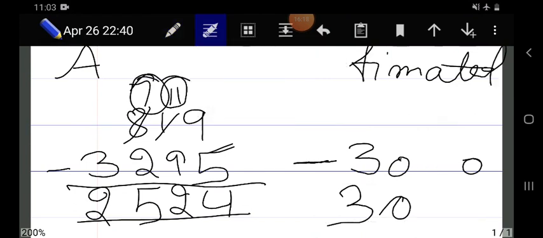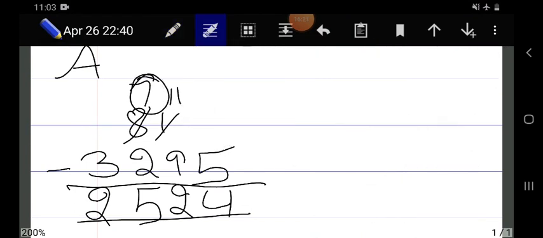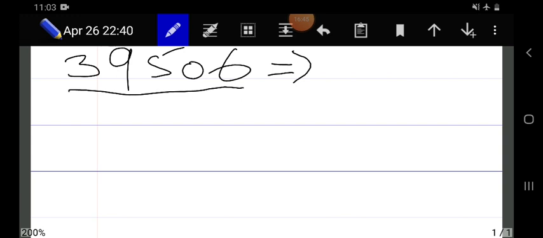Okay, now we will start again. The number was 39,506. This was your number. As we have to estimate it to the nearest 10,000, that means this number lies between which two 10,000s?